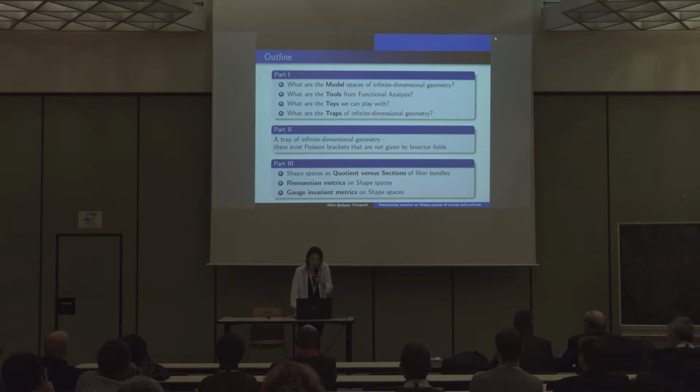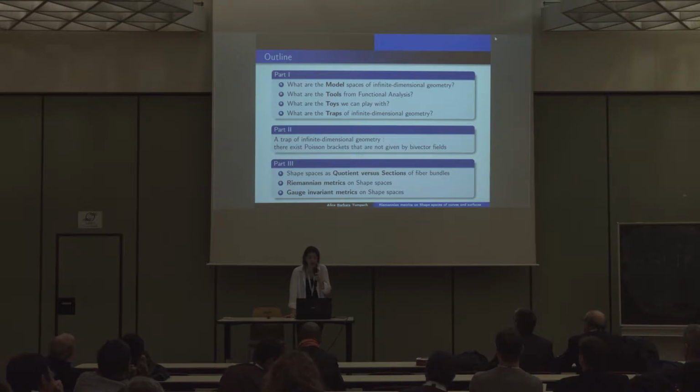The second part will be a very short story in the middle, because I will recall everything before. I think everyone in this room will be able to understand, even if you don't know what a Poisson bracket is yet, you will understand this trap. It's a very simple trap in infinite dimensional geometry that we discovered this summer, but this should have been known for a long time.